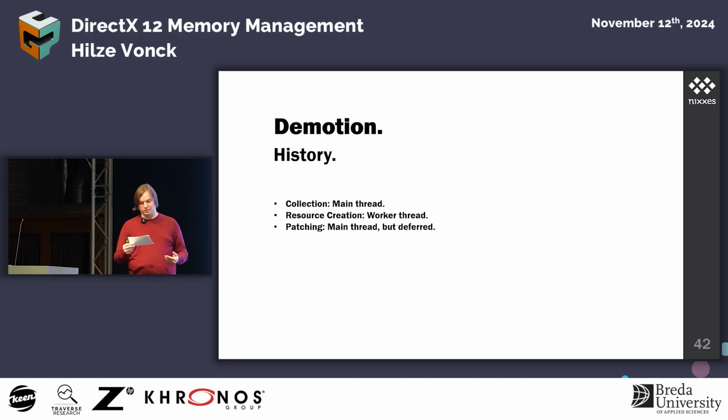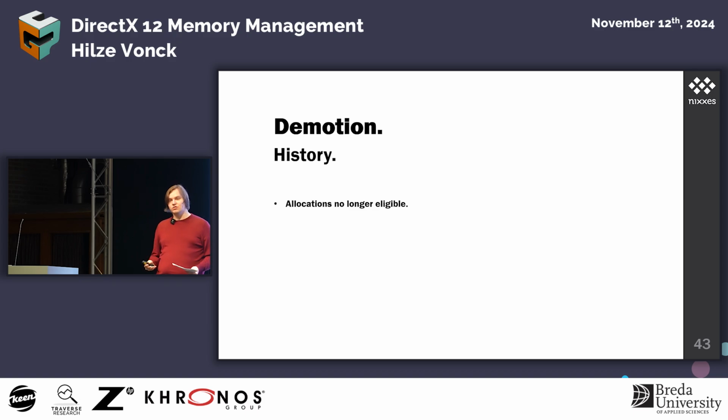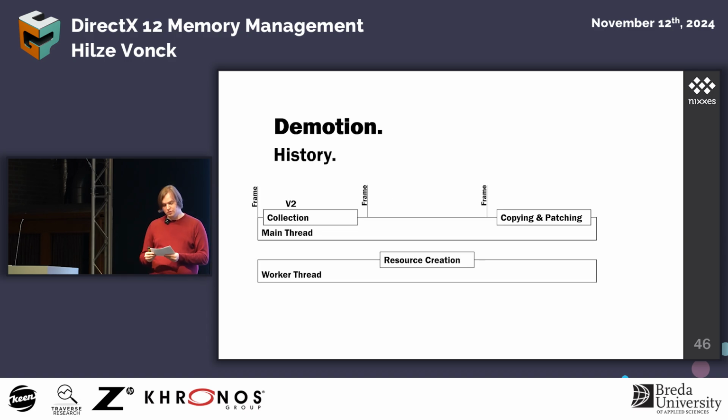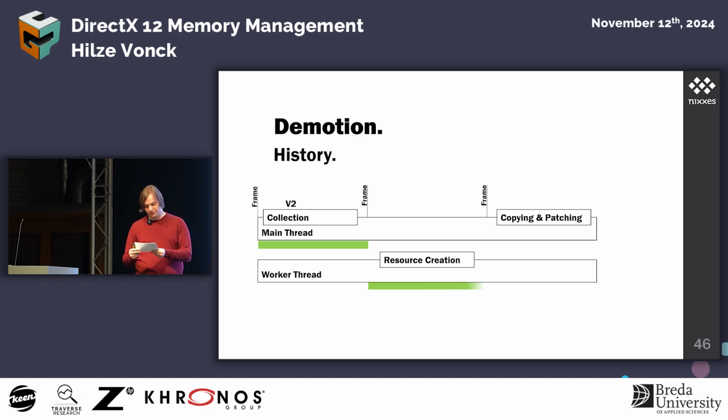So I made a new prototype, but the cracks quickly began to show. By the time that we got around to the actual demotion, certain allocations were no longer eligible for demotion, which resulted in memory corruption. Others were already deferred released, resulting in hard crashes, while others were certainly mapped, resulting in even more memory corruption. So I limited the creation that the worker thread had to only a single frame to work around the deferred release problem as well. And this iteration worked a lot better, but the stutters still persisted. Not as severe, but we couldn't work around them.